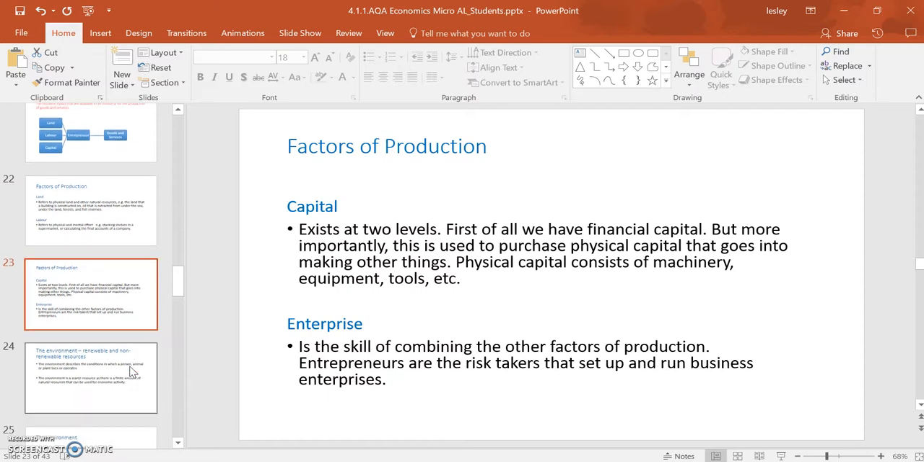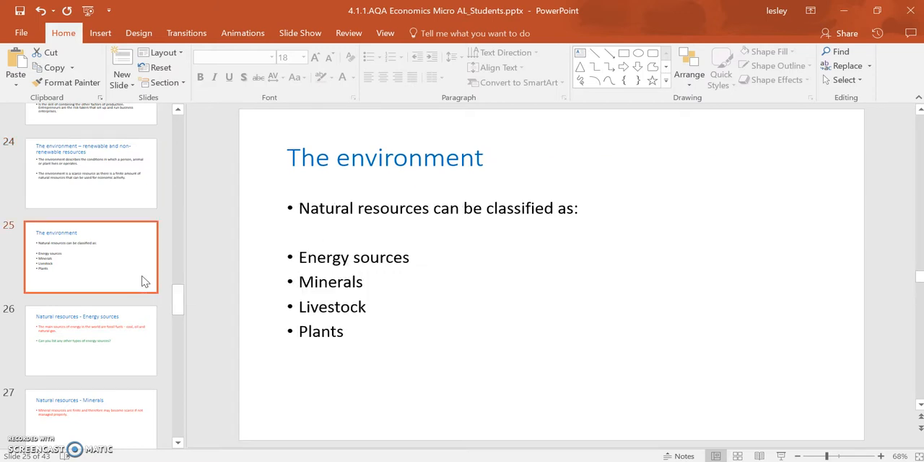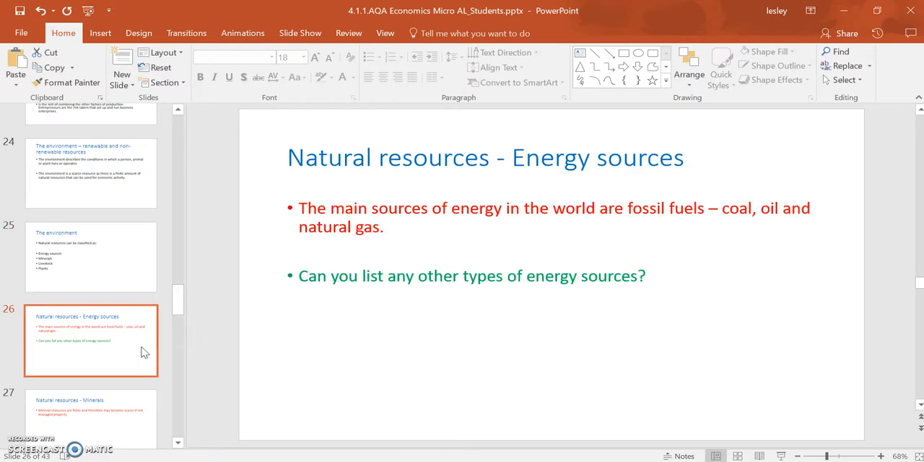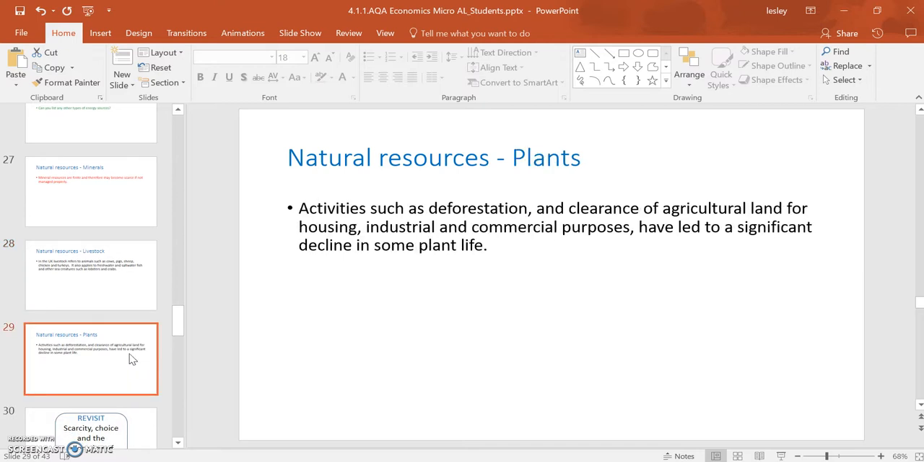Totally up to you. They also like you at A level just to talk a little bit more about the environment and recognise that resources can be renewable and non-renewable. And obviously, you probably picked that up in basic geography in Key Stage 3, but that's still the case here. And it goes on to just define what natural resources are, energy sources, minerals, livestock, and plants.